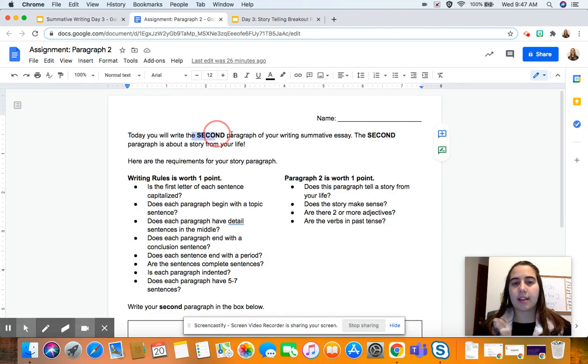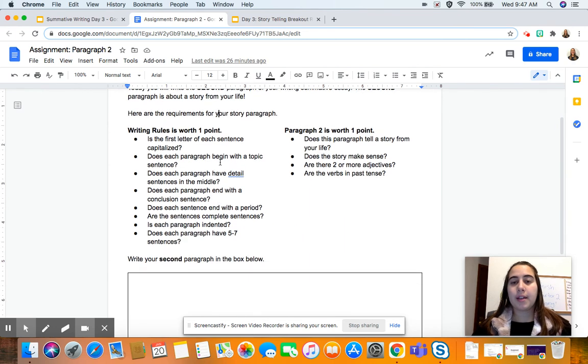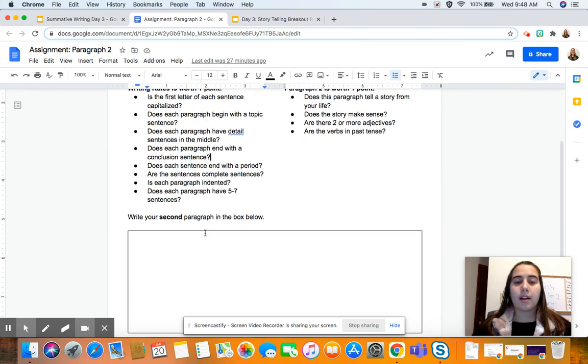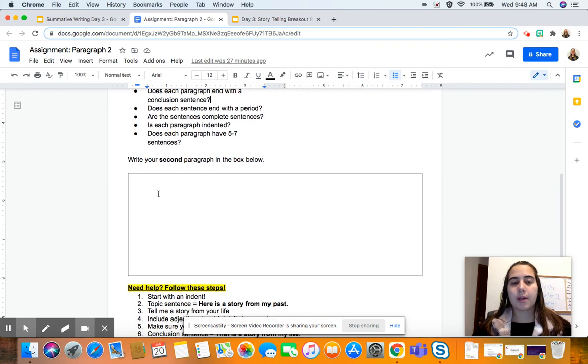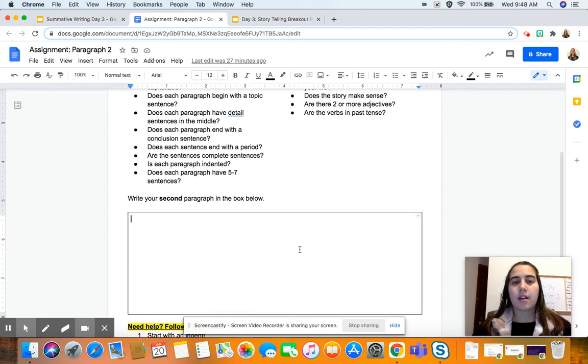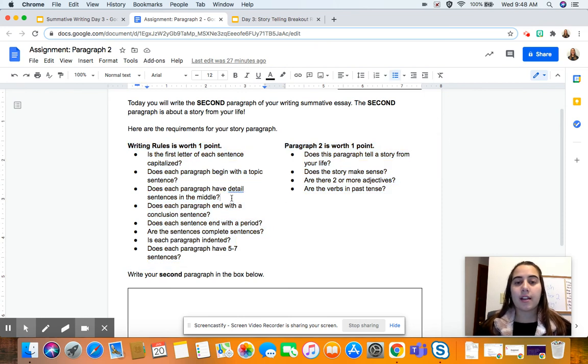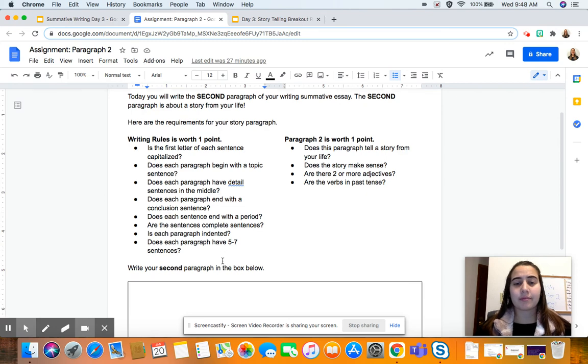So your worksheet today, it looks like this. So you're writing the second paragraph of your writing, and this is a story about your life, okay? So up here, to make it as easy as possible, I've included all of those questions that you need to include in your writing, okay? So you're going to write your paragraph here in this box, and then when you're done, go through and check the questions up here, just like you and I did in this video. So take a look in here, double check it, and if anything says no, fix it.